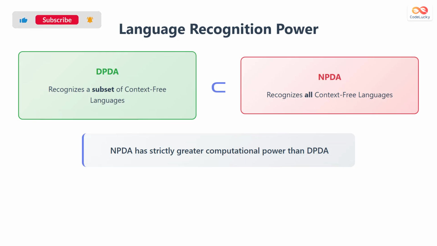Regarding language recognition power, a deterministic PDA recognizes a subset of context-free languages. In contrast, a non-deterministic PDA recognizes all context-free languages. Therefore, an NPDA has strictly greater computational power than a DPDA.